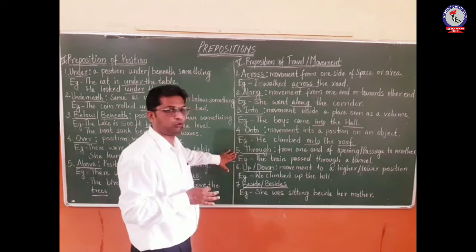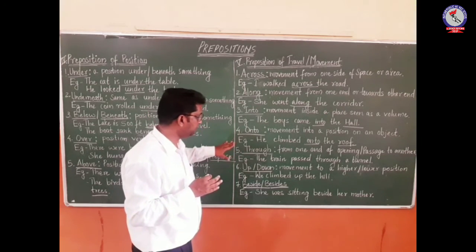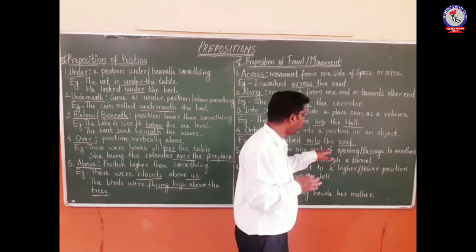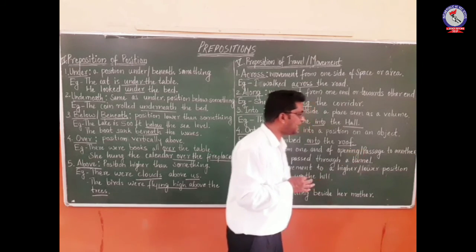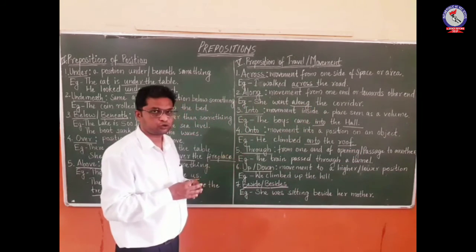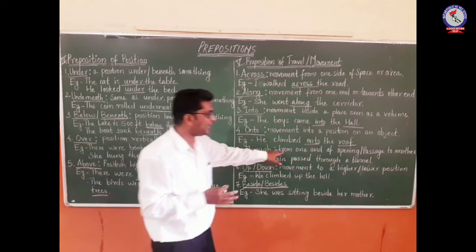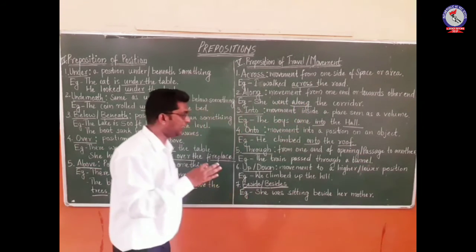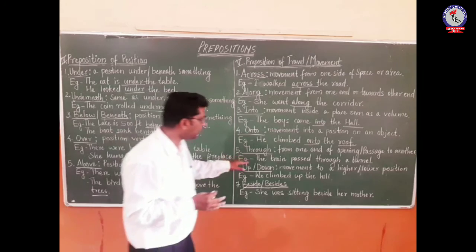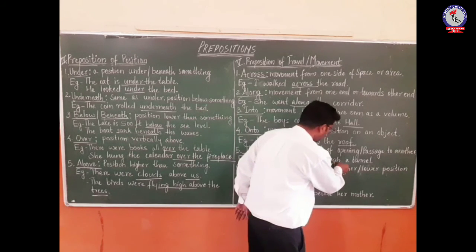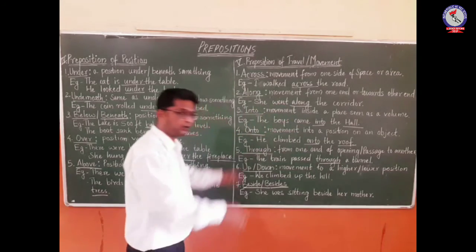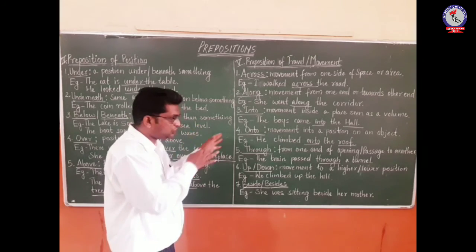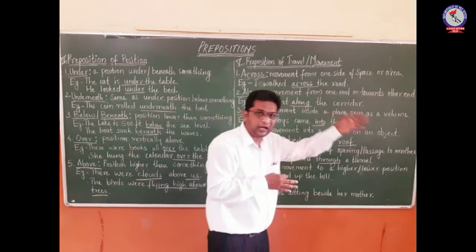Now see, through. Through is used to show the movement from one end of an opening or passage to another. Example, the train passed through a tunnel. Here, the train enters one end of the opening, passes through the tunnel and reaches the other end.